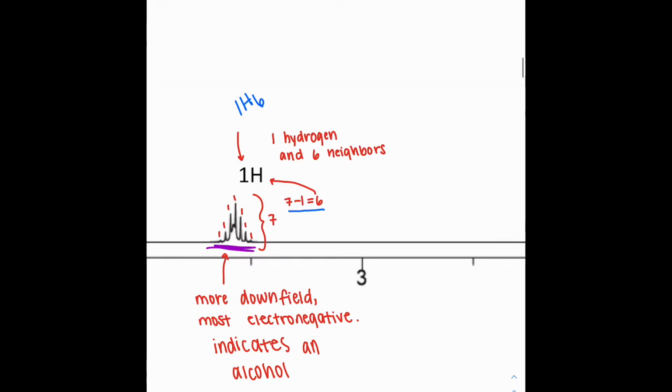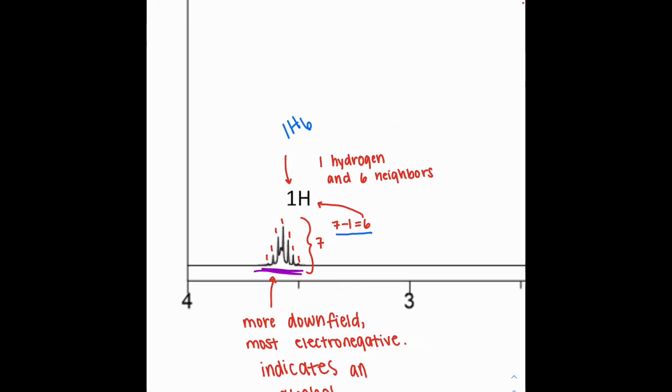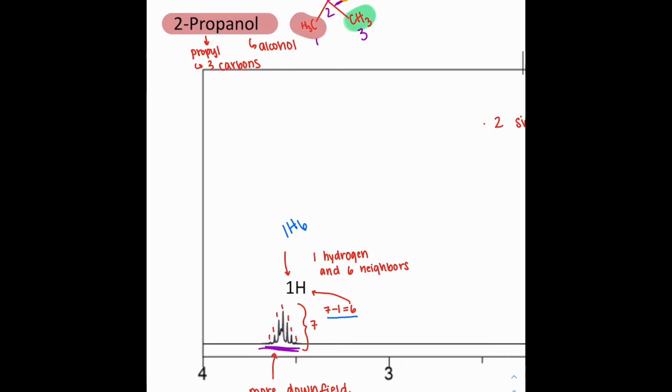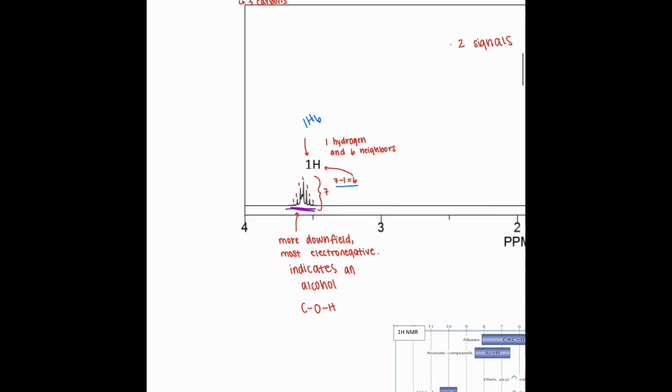And another thing is that this signal is a lot more downfield, and so we know that we do have an alcohol group in this molecule, so this is probably indicating that hydrogen that is attached to that carbon that also attaches to that alcohol on that second carbon.